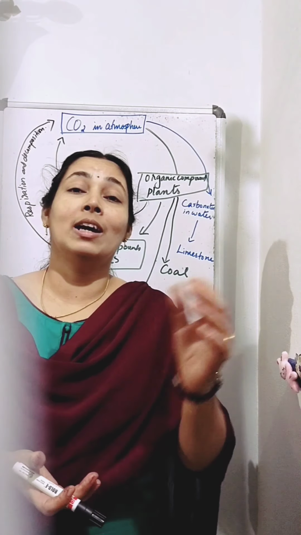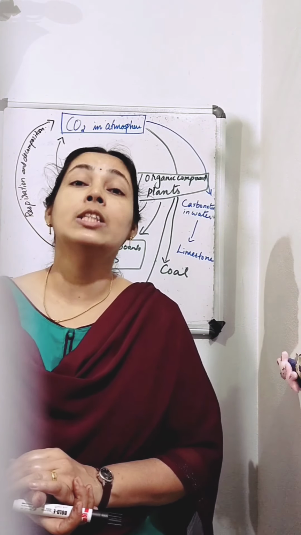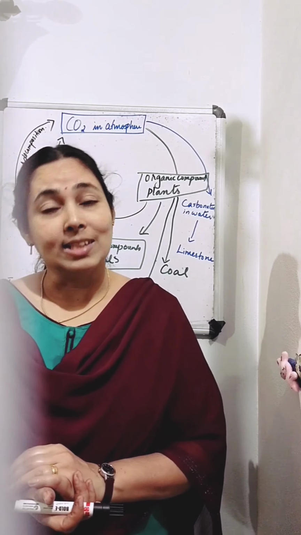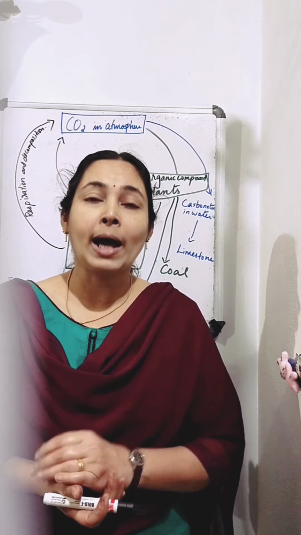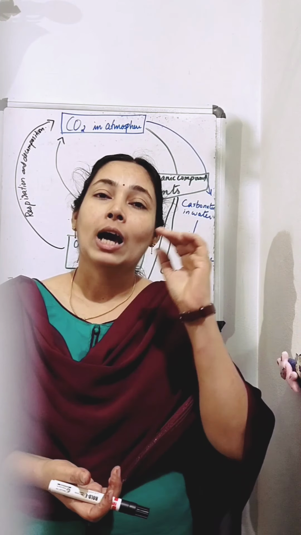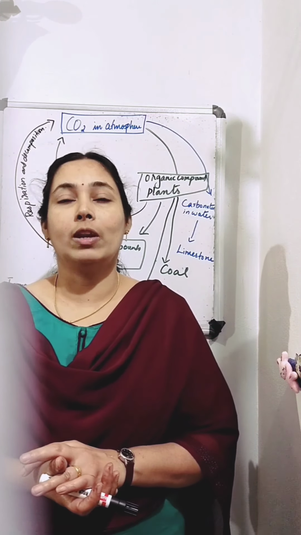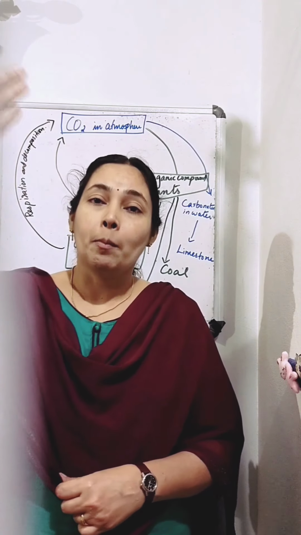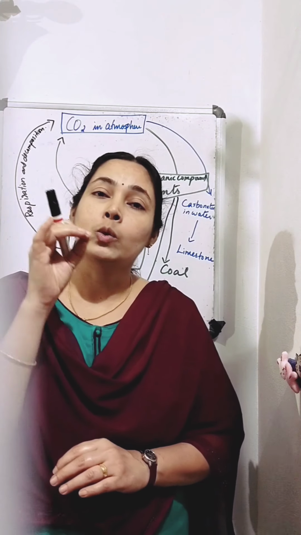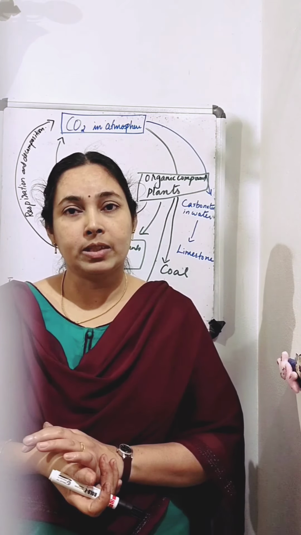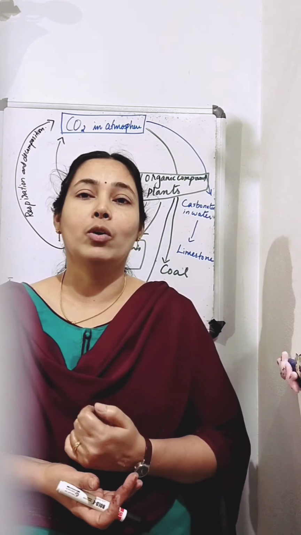Now how does this carbon enter into the body of living things? It enters into the body of living things through the process of photosynthesis. What is photosynthesis? We know it is the process of preparation of food by plants using carbon dioxide and water in the presence of sunlight and chlorophyll. So in this process, plants are taking in which gas? They are taking in carbon dioxide through the holes called stomata on the leaves.